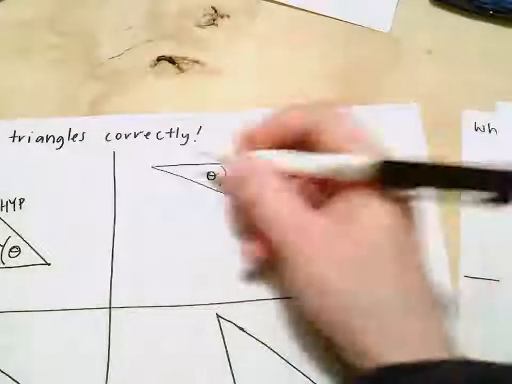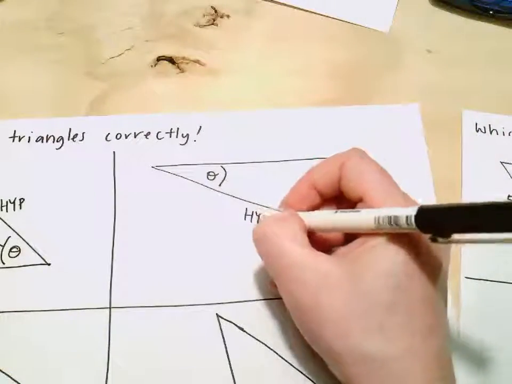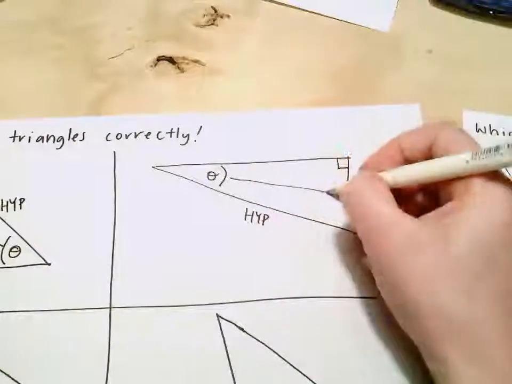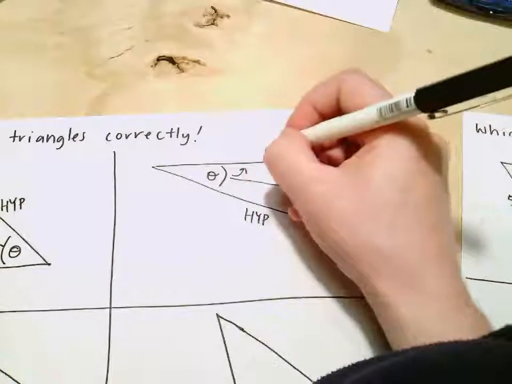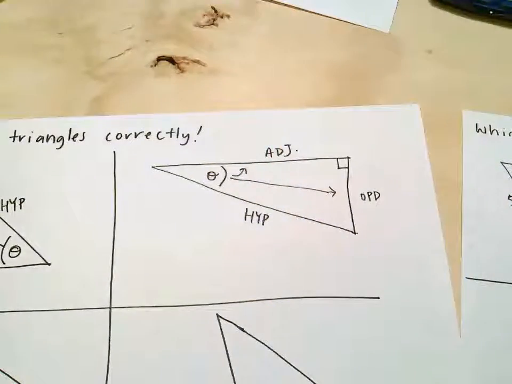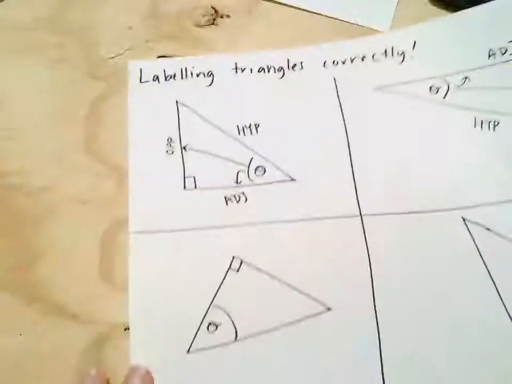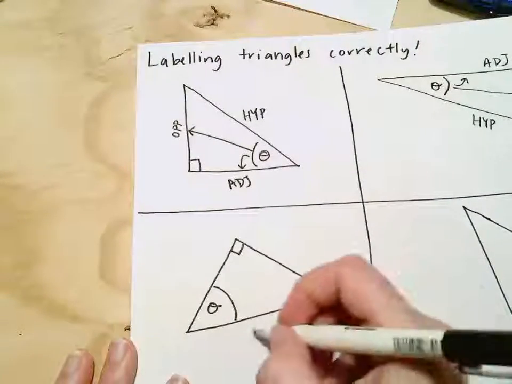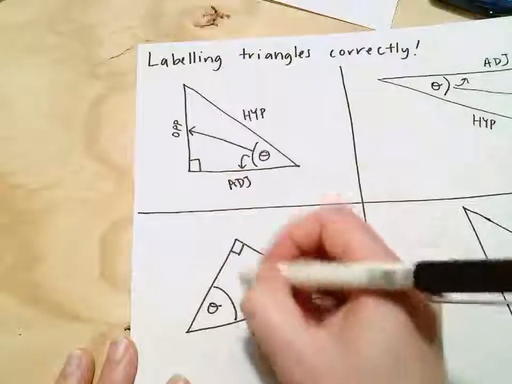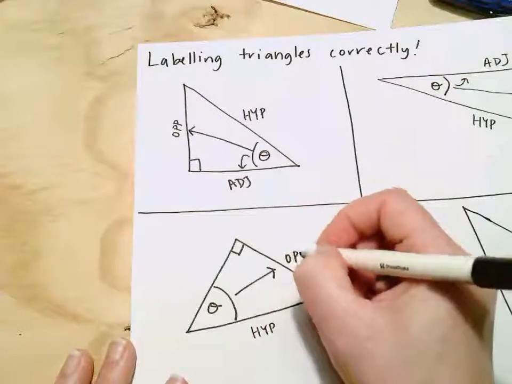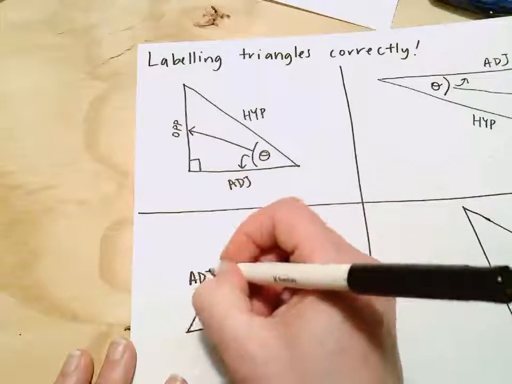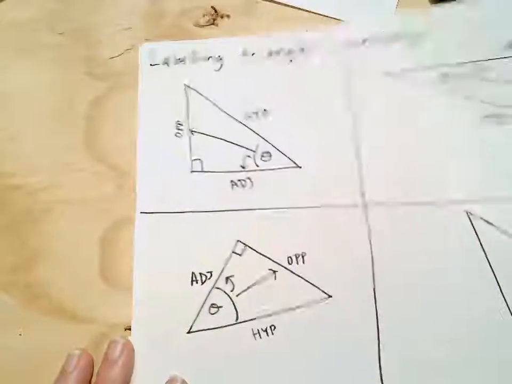Let's have a look at this one. My longest side here is the hypotenuse. The side opposite my angle is this one. And then the one next to, or adjacent to, my angle is this one. This one down here, my hypotenuse is my longest one, or the one opposite the right angle, of course. The one opposite my angle is this one, and this one would then be my adjacent side.